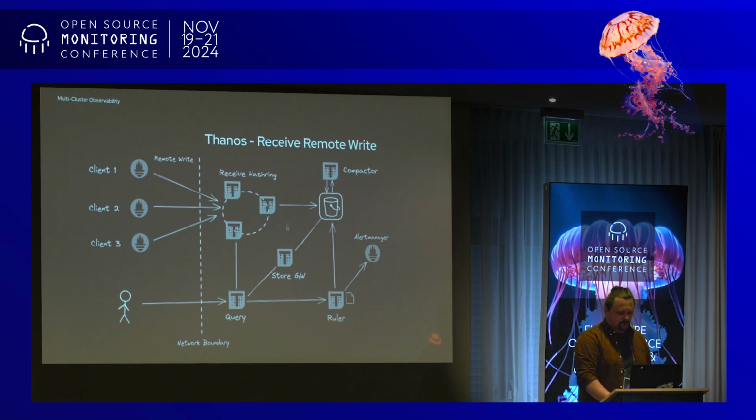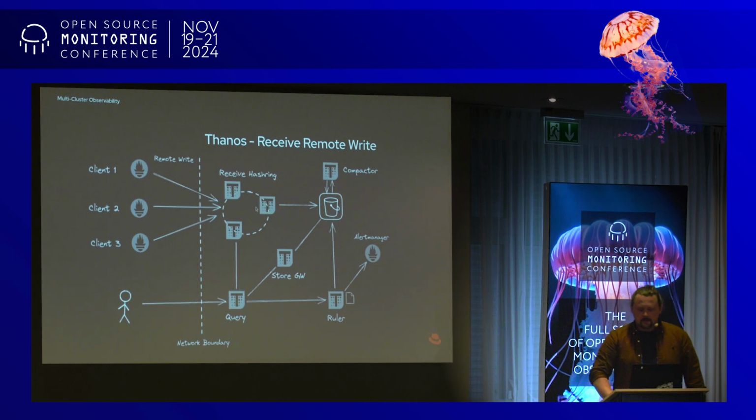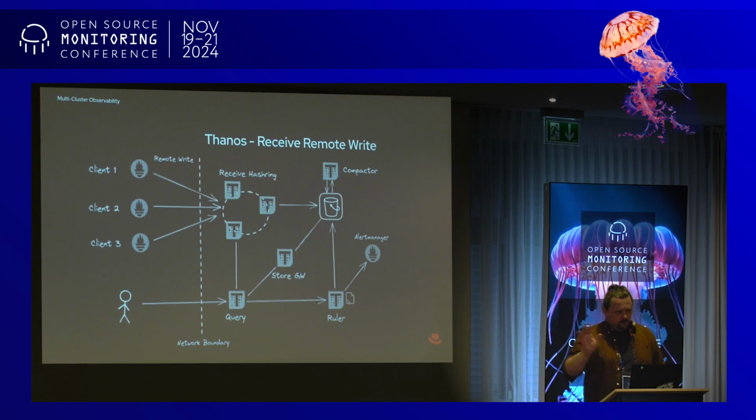The rest is pretty similar. It writes to object store. In the case of query, it either queries from object store or from the local storage of the receive hash ring, and you have a global ruler. So this is the architecture we mainly use with the multi-cluster use cases.